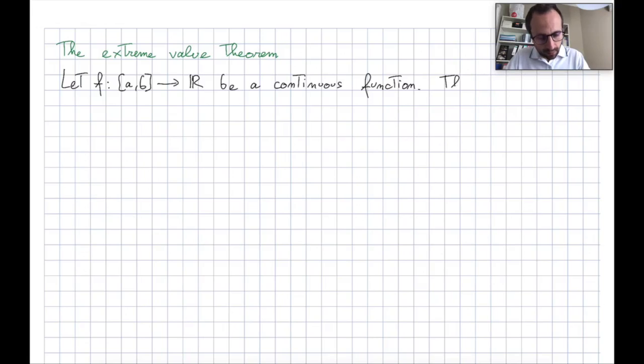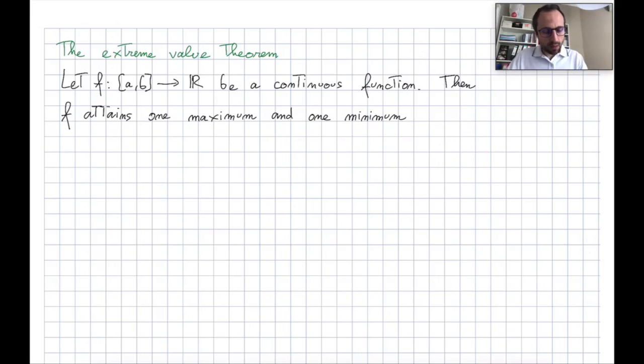Then what do we have? Well, we have that this function has to have at least one maximum and one minimum. So f attains one maximum and one minimum. Now, what does this mean?